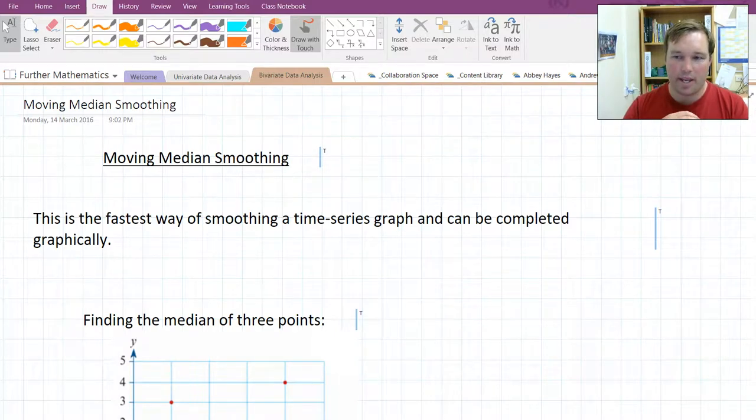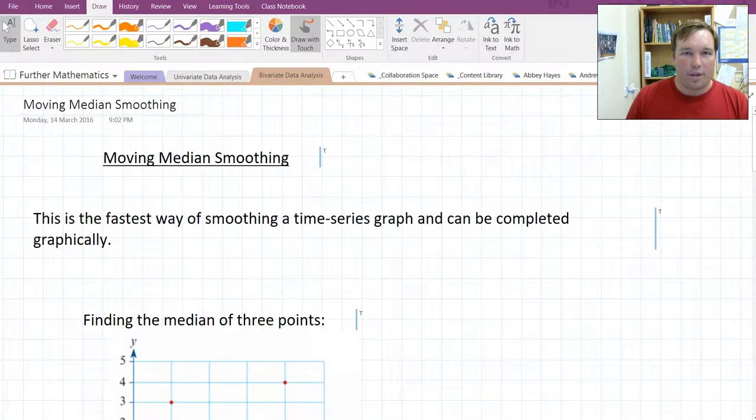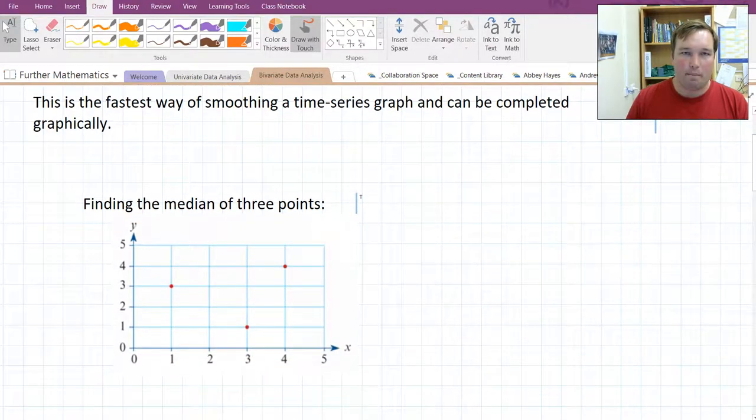So once again we're looking at reducing the noise or the random irregularities in time series data. We've already looked at using the mean. Now using the median is, I think, much quicker but more commonly done by hand on a graph. So to start off with, we're looking at 3 median smoothing, finding the median of 3 points.